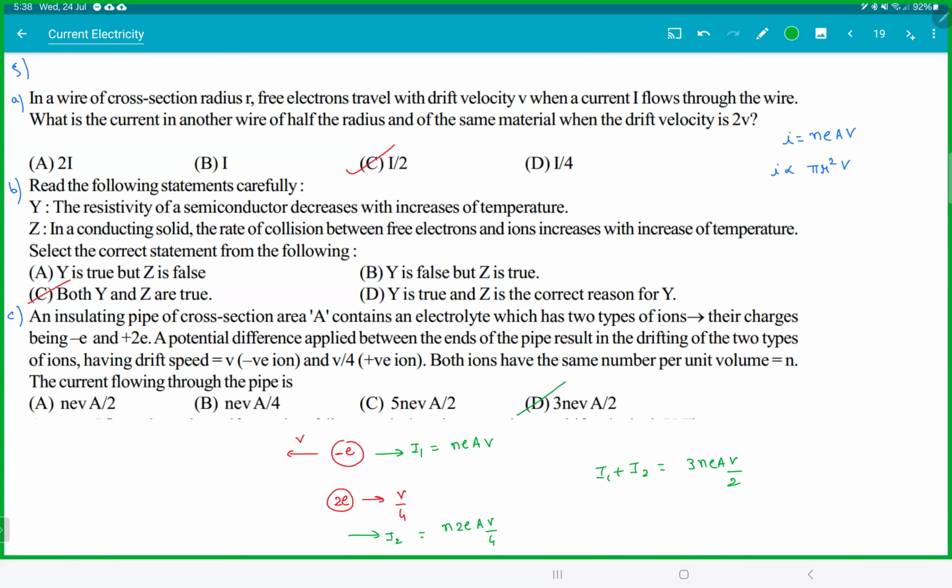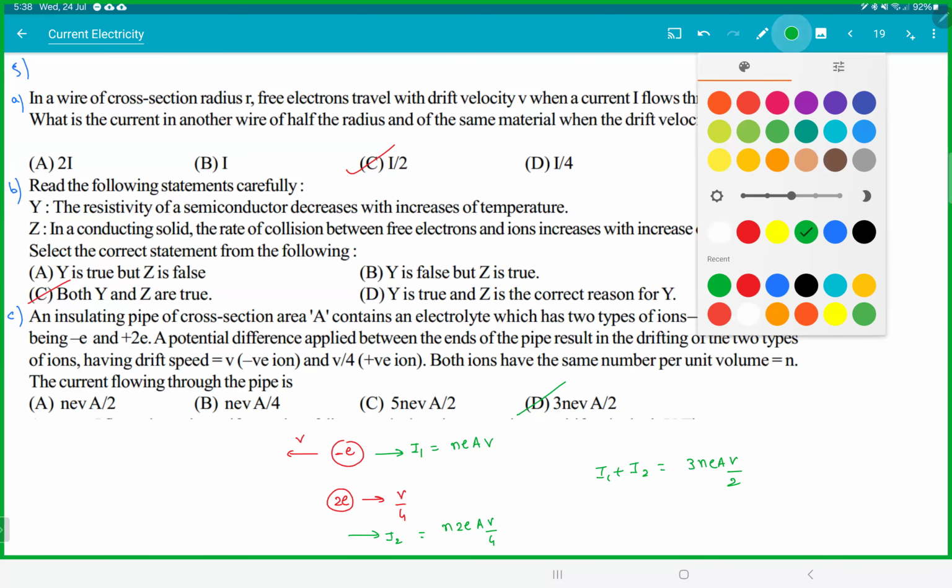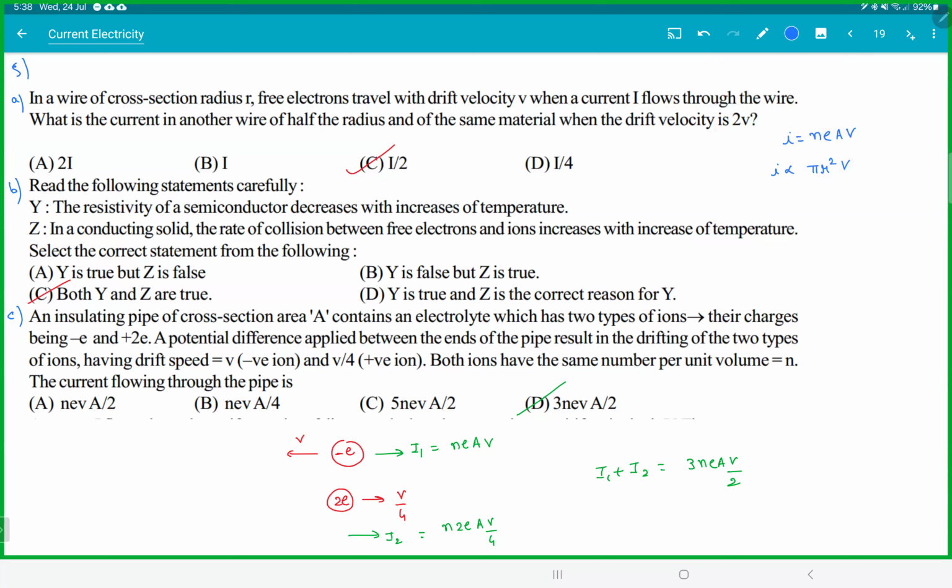Because when you take a solution, negative and positive charges will go in opposite directions. Flow of positive charge is the current direction. Flow of negative charge is opposite to current. That means currents both will add up. Be careful with that. That is a mistake people generally make. They subtract it. Clear? Easy one, but be careful.